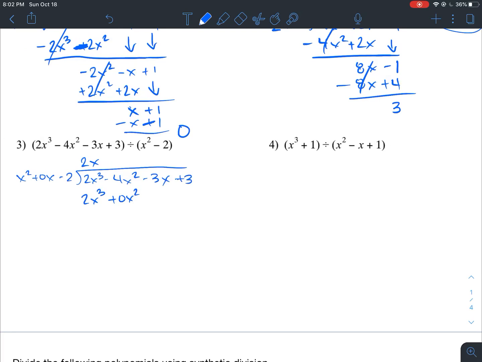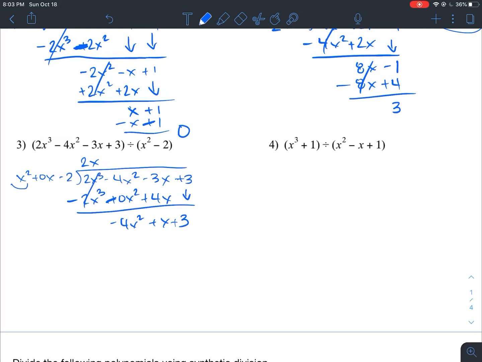And then negative 2 and 2x would be minus 4x. Subtract them, so change the sign, so it's minus, minus, and positive. Those cancel out. So negative 4x squared plus x, and then we drop the 3.